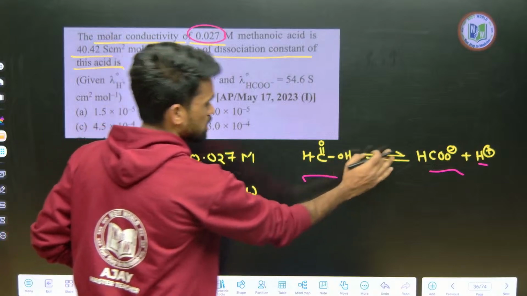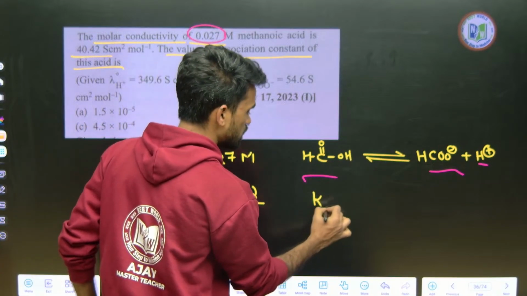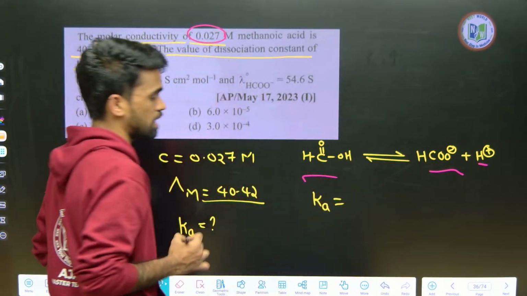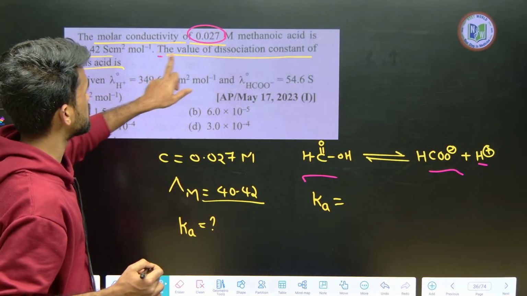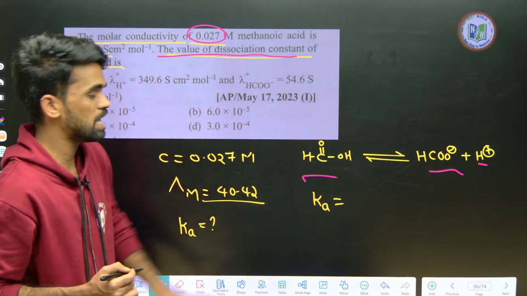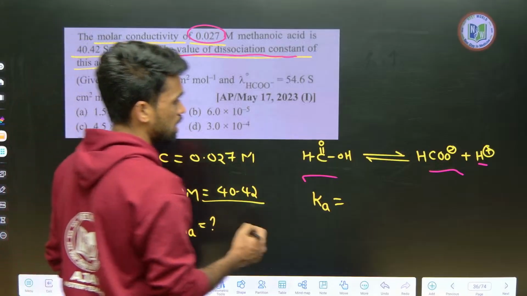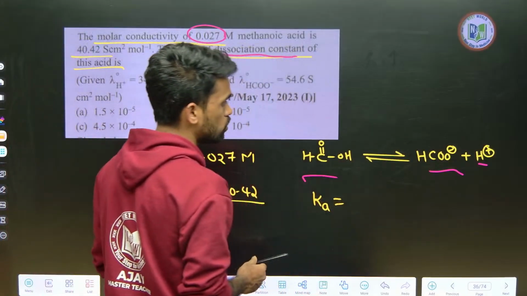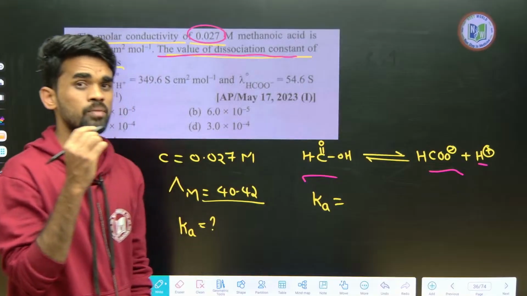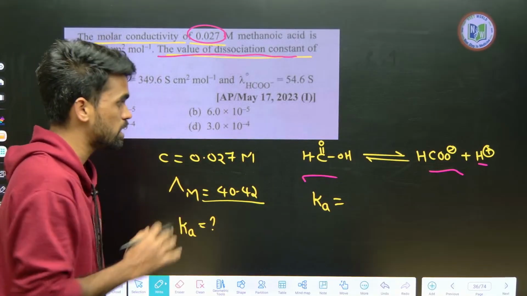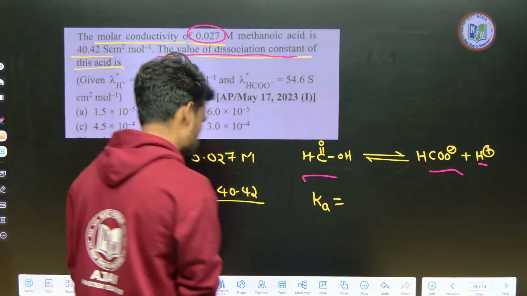Since it is a weak electrolyte, there will be something called the acid dissociation constant, or Ka. That is what they are asking, the dissociation constant, the Ka value of this acid. So now how can you do this? If you know the Ostwald dilution principle, it is very easy. If not, look here, I will be explaining once again.